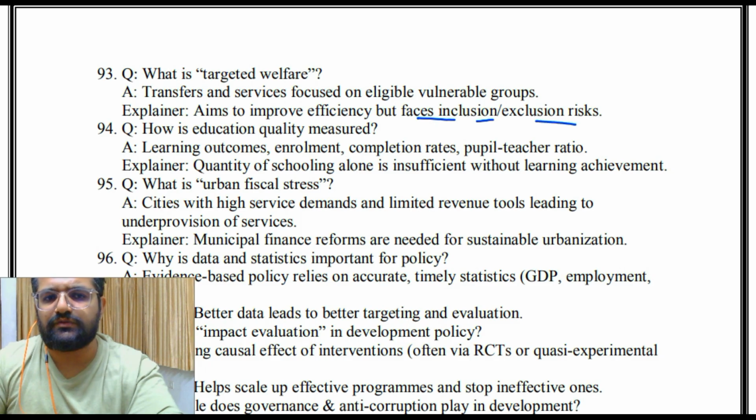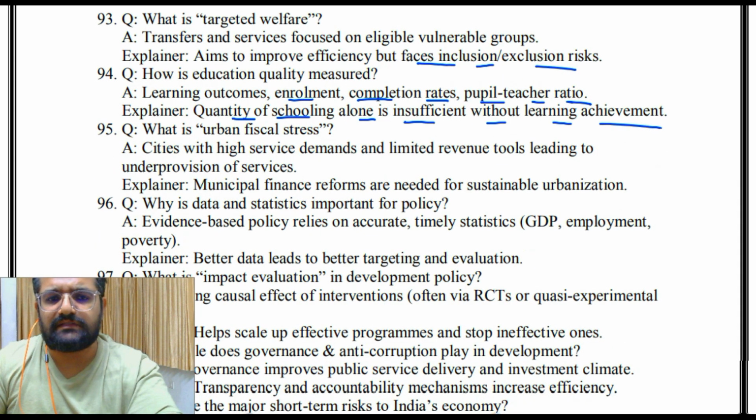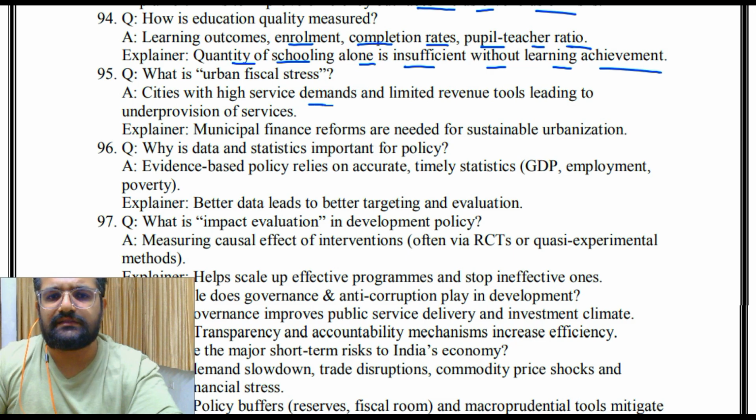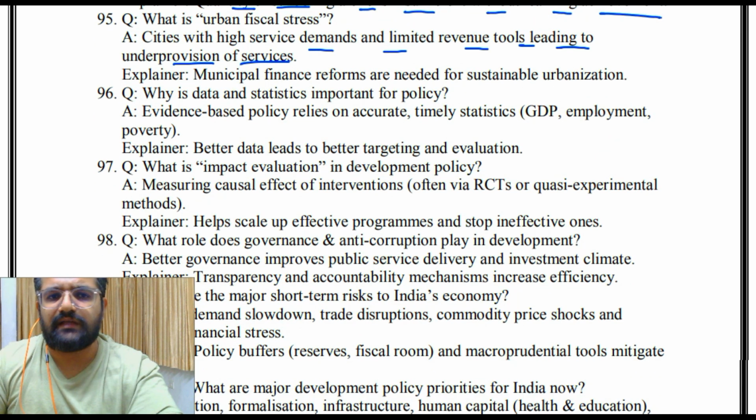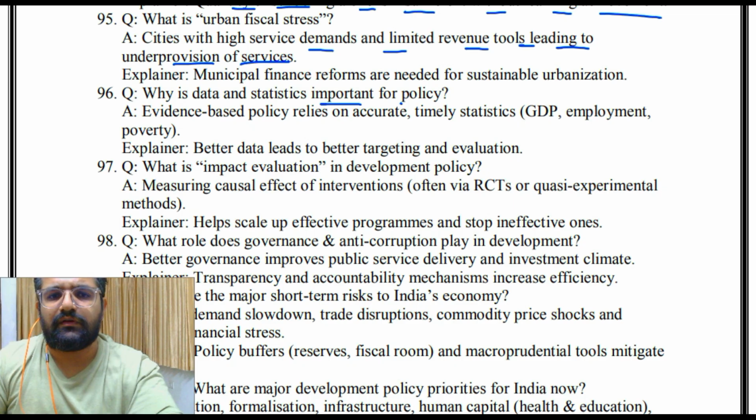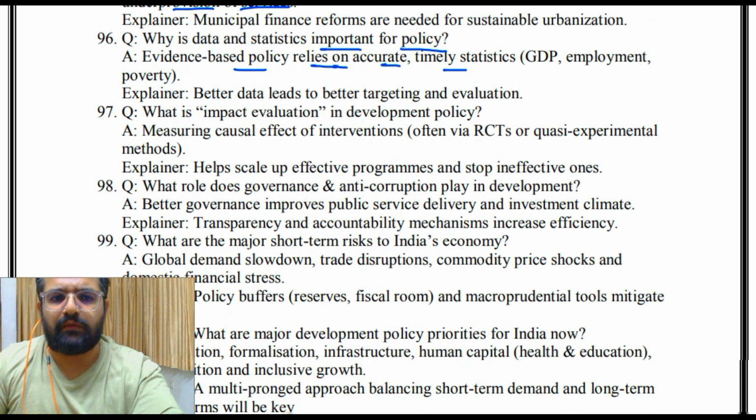How is education quality measured? Learning outcomes, enrollment, completion rates, pupil-teacher ratio. Quantity of schooling alone is insufficient without learning achievement. What is urban fiscal stress? Cities with high service demands and limited revenue tools leading to under-provision of services. Why are data and statistics important for policy? Evidence-based policy relies on accurate, timely statistics: GDP, employment, poverty. Better data leads to better targeting and evaluation.